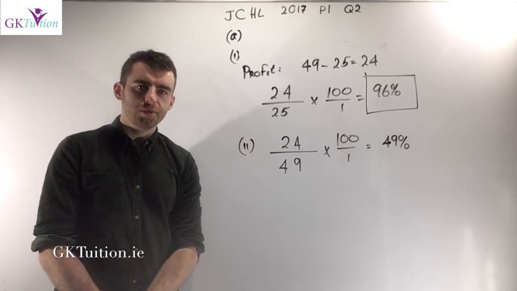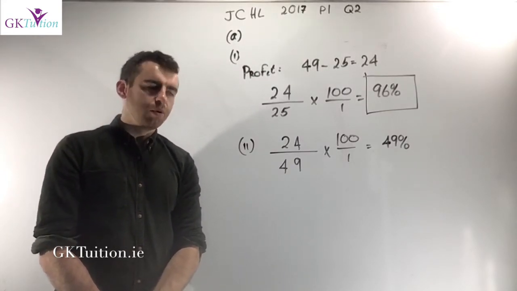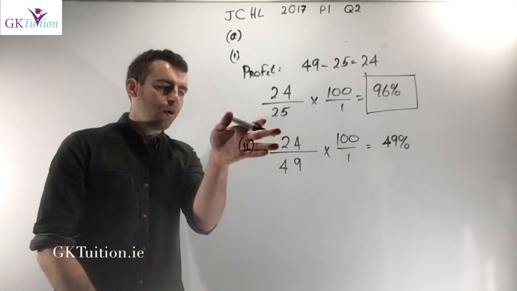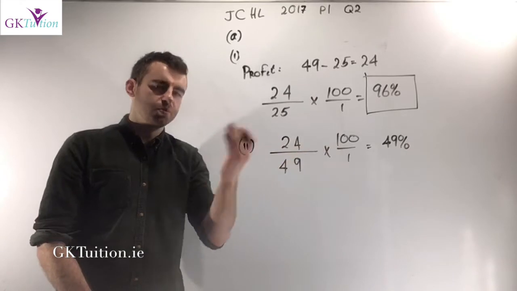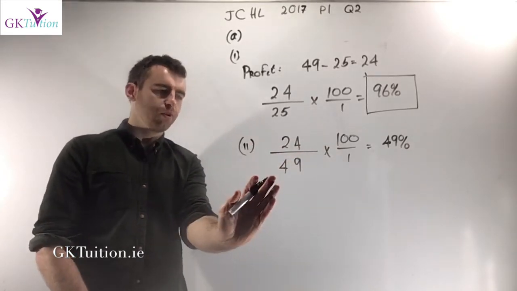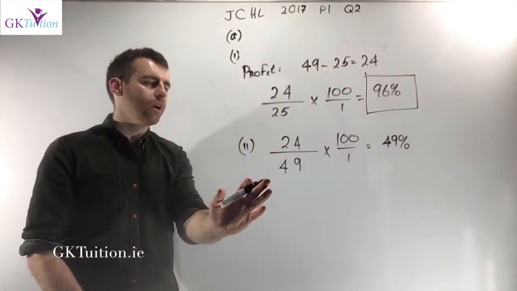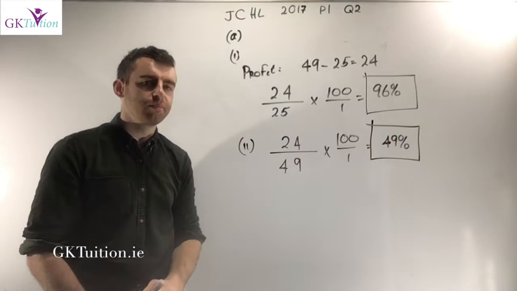And in part 2, they've asked me to work out the margin to the nearest percent. They've told me that the margin is the profit divided by the selling price, and to turn it into a percentage you multiply by 100 over 1. The profit is 24 and the selling price is 49. 24 over 49 multiplied by 100 over 1 to the nearest percent is 49%.